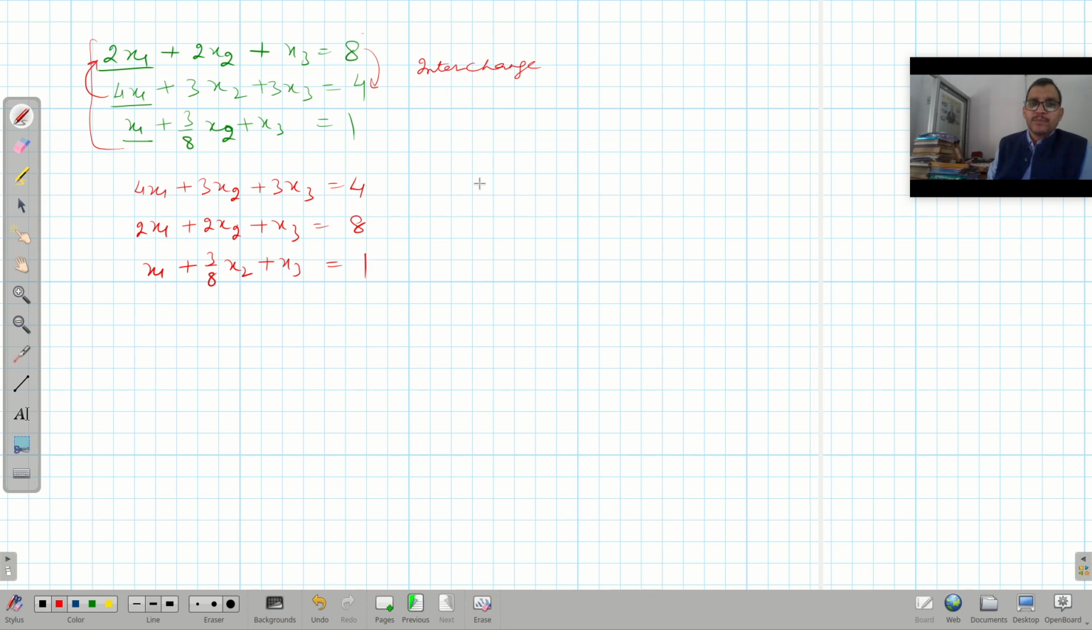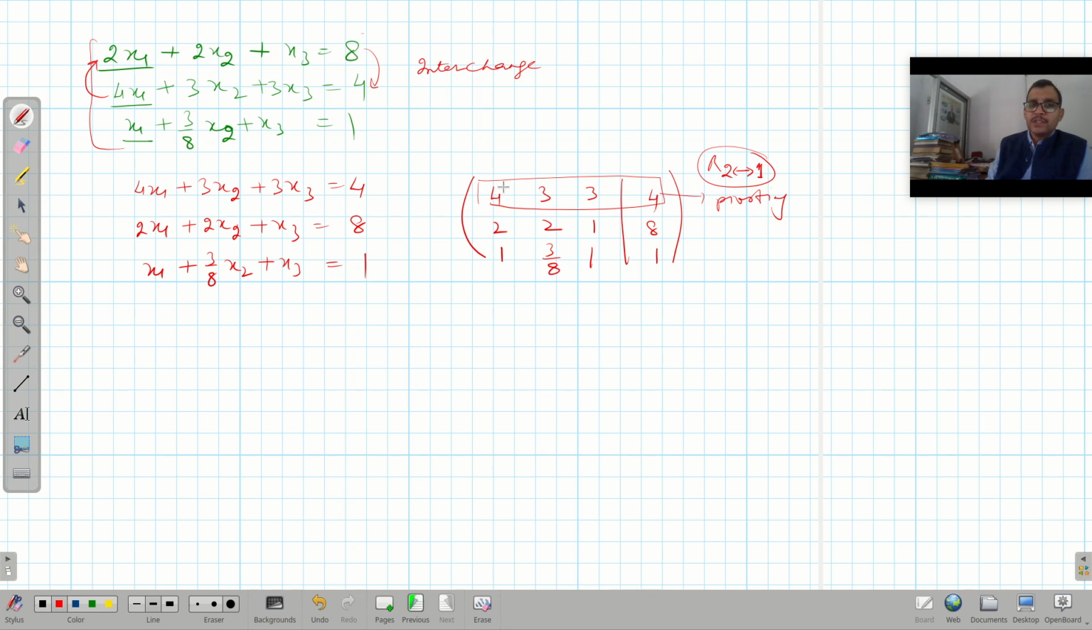So in the matrix form this can be written like this: 4, 3, 3, and here it is 4; it is 2, 2, 1, and it is 8; and here it is 1, 3/8, 1, and it is 1, right? So basically we have exchanged R1 and R2, these two get exchanged. This is the first operation. So now this is the pivot row. So this is known as the pivoting.